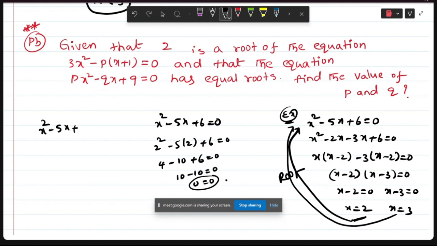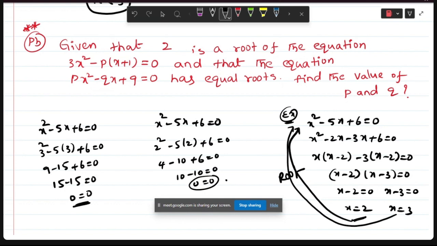x equal to 3, also substitute. x square minus 5x plus 6 equal to 0. 3 square minus 5 into 3 plus 6 is 9 minus 15 plus 6, which is 0. So therefore x equal to 3 is a root. That means that value satisfies the equation when we replace x. That is the meaning.